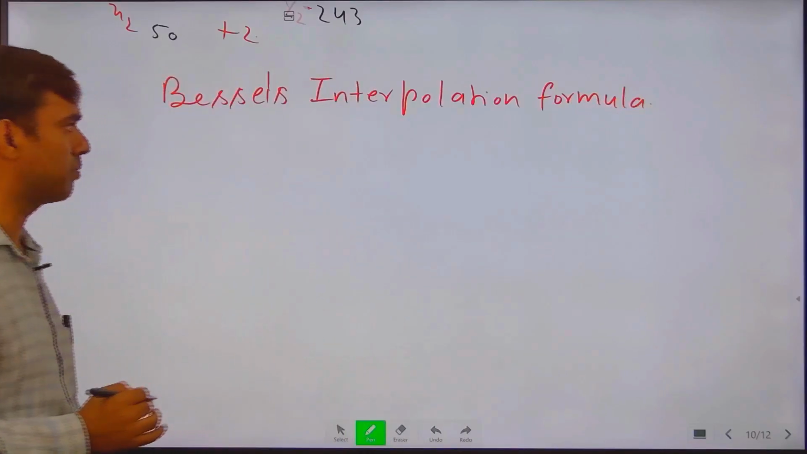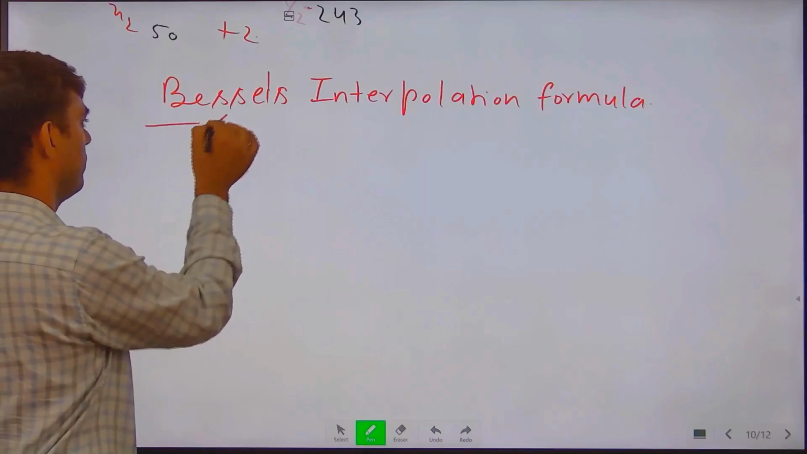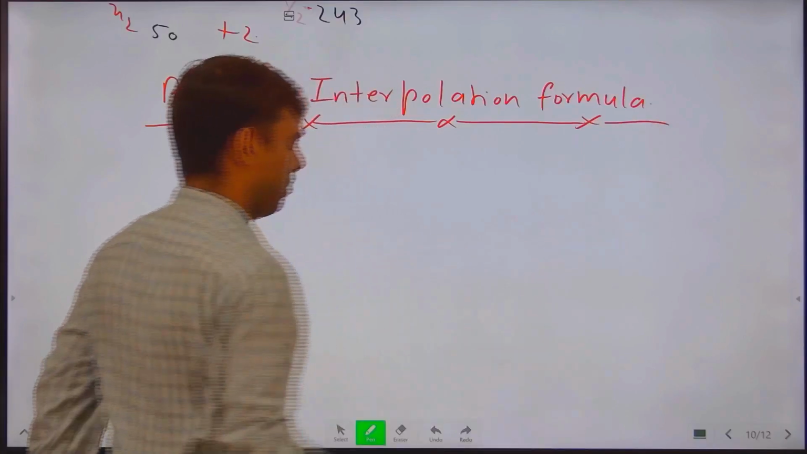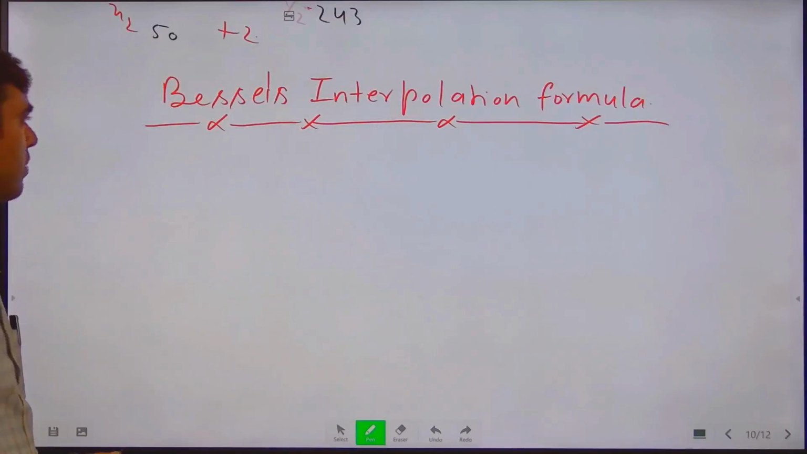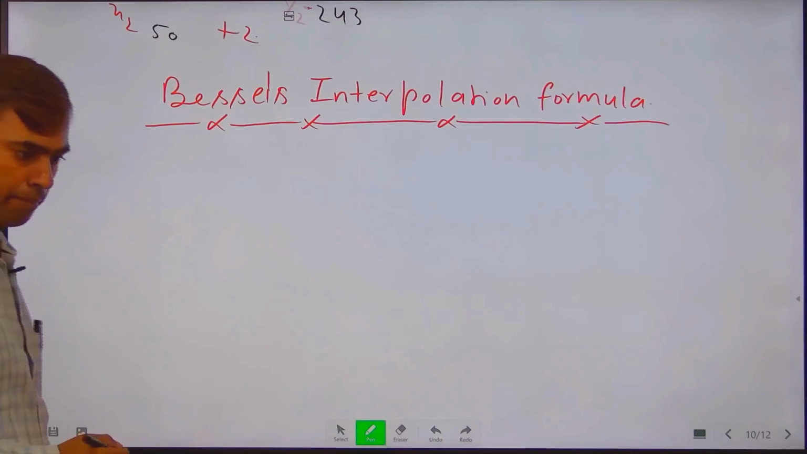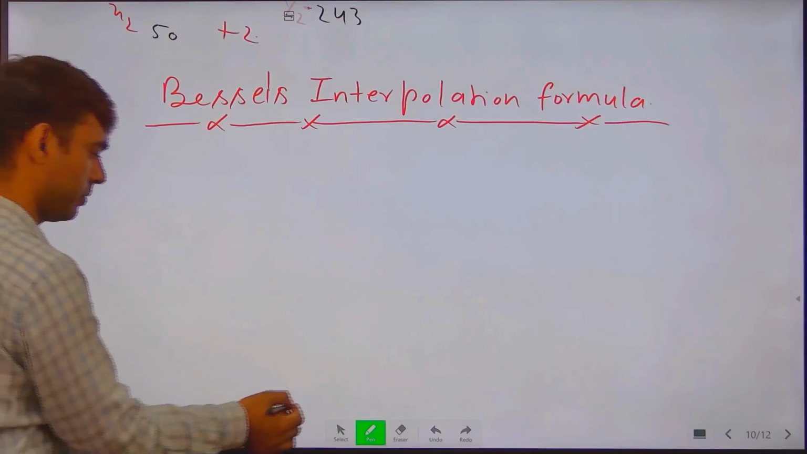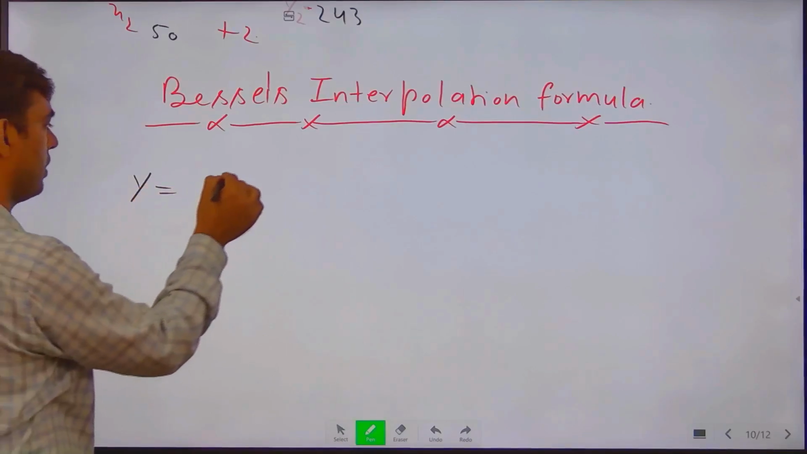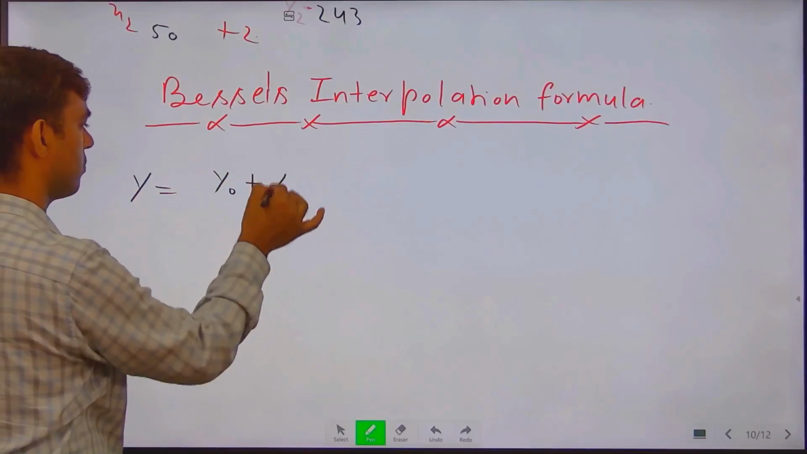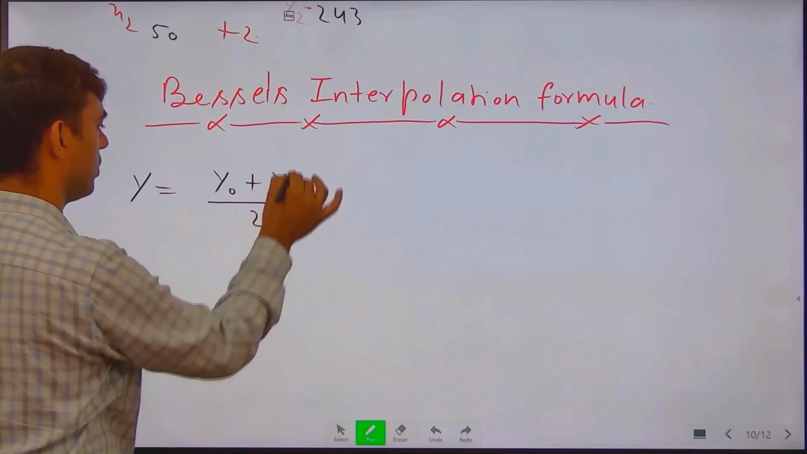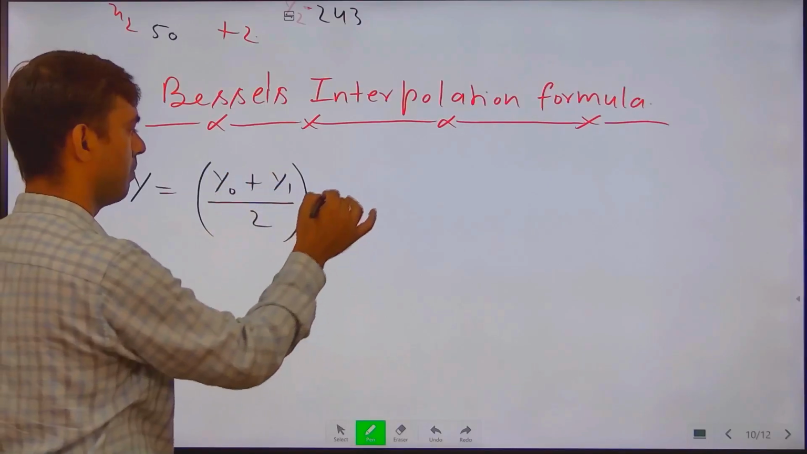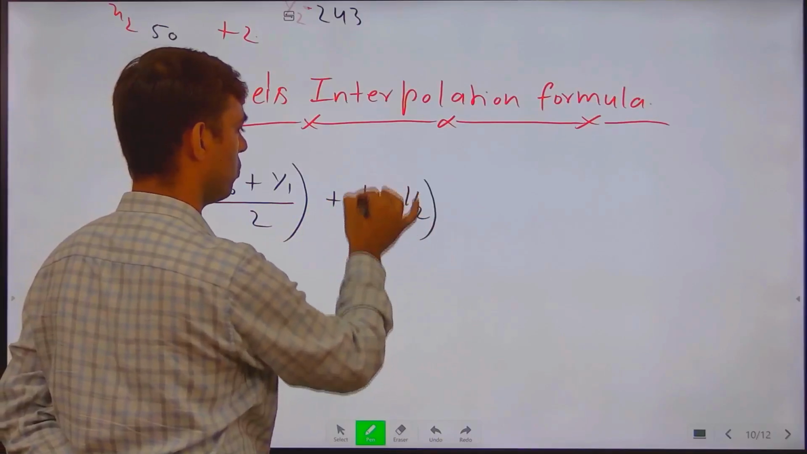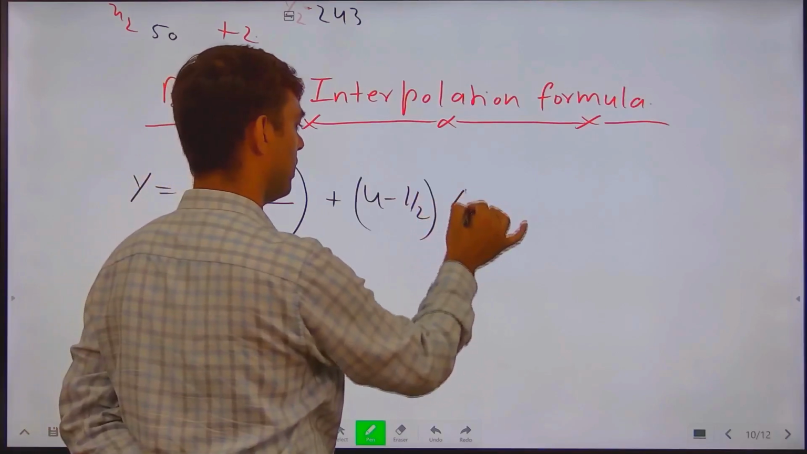So what is the Bessel's interpolation formula? Already we write the Bessel's interpolation formula. Bessel's interpolation formula is: y equals y0 plus y1 by 2. This one is the first term, plus u minus 1 by 2 and del y0.